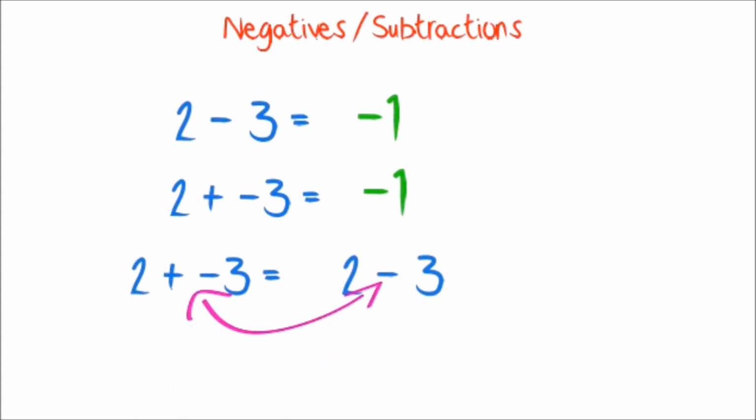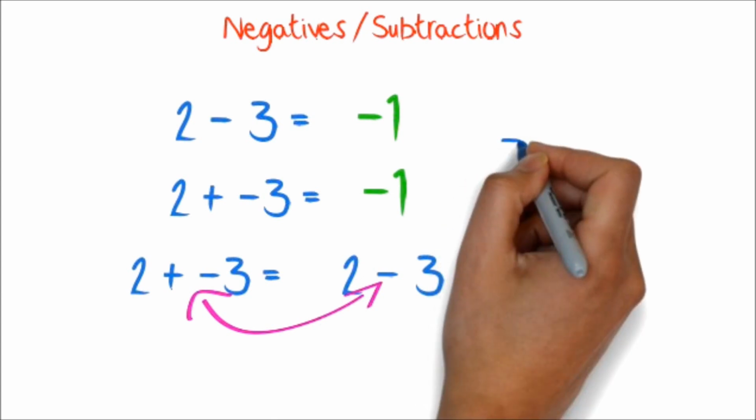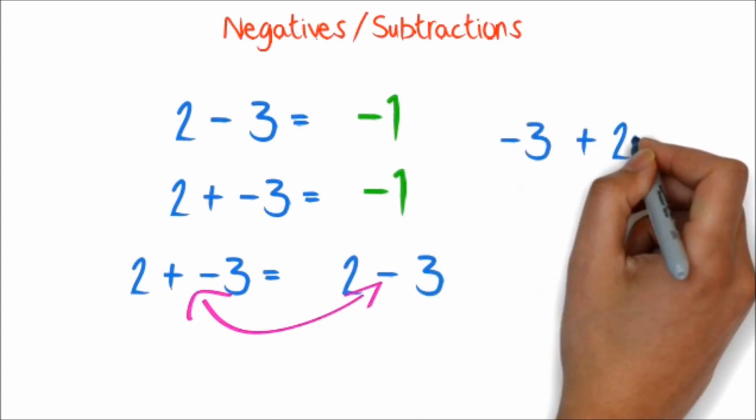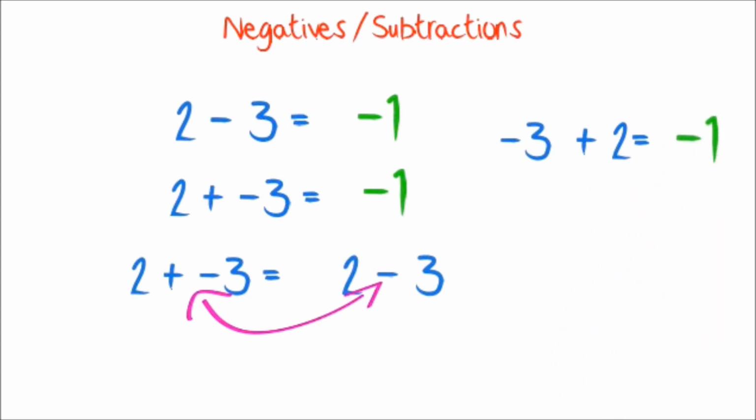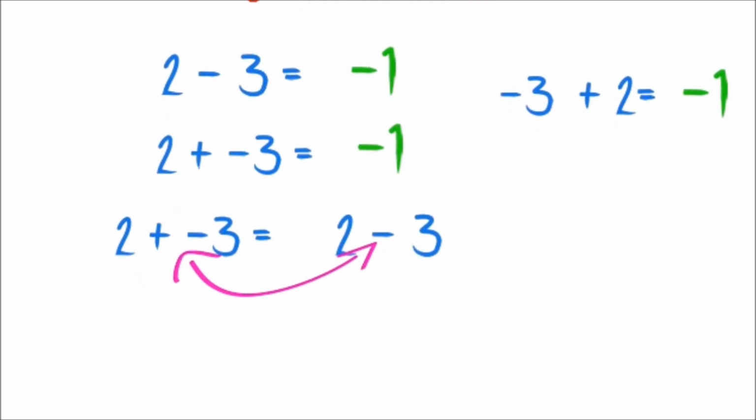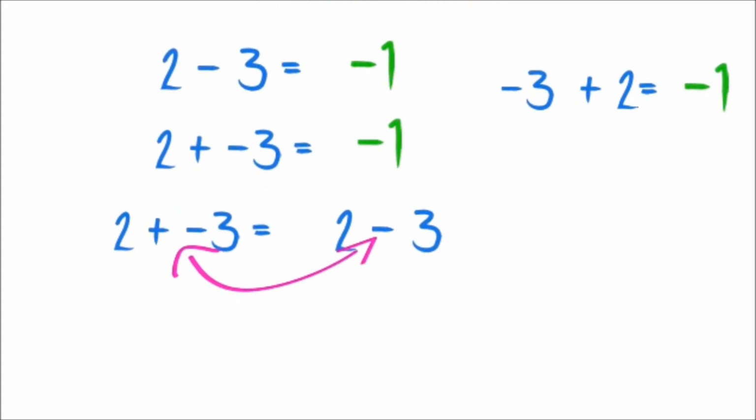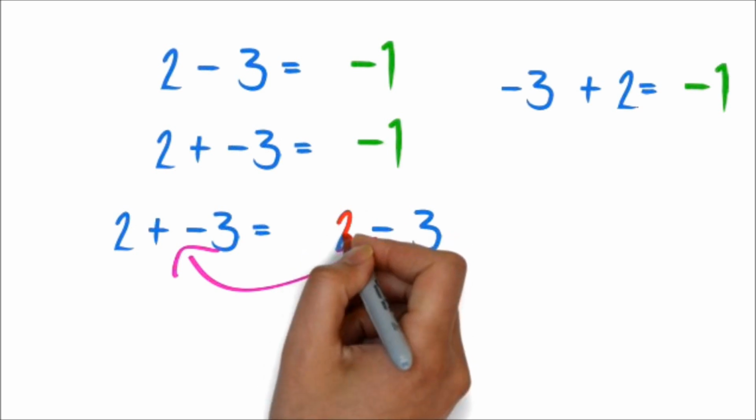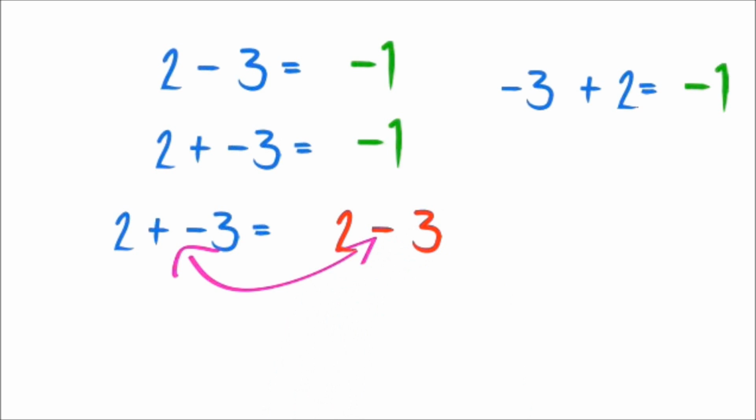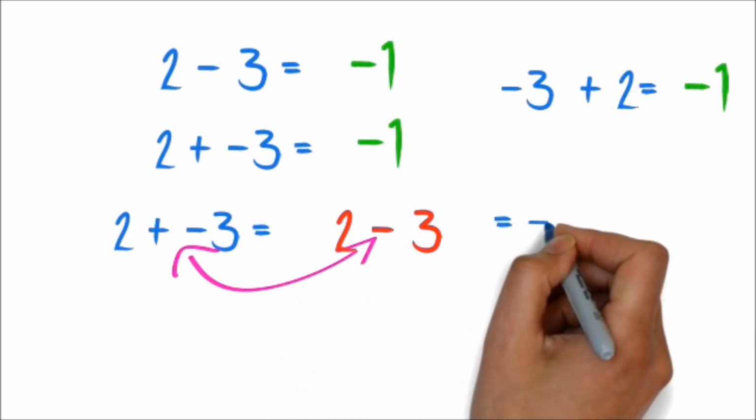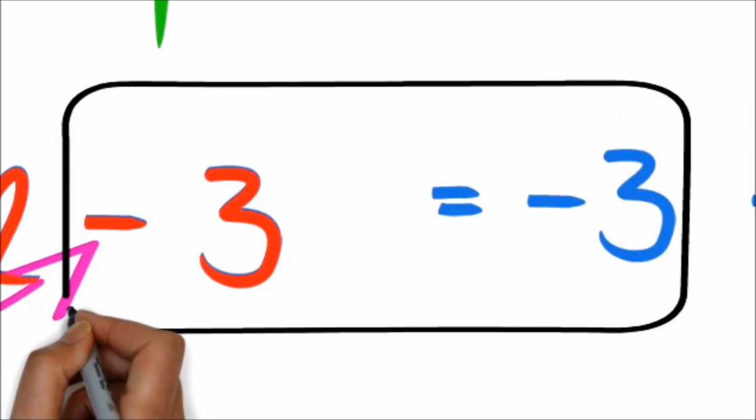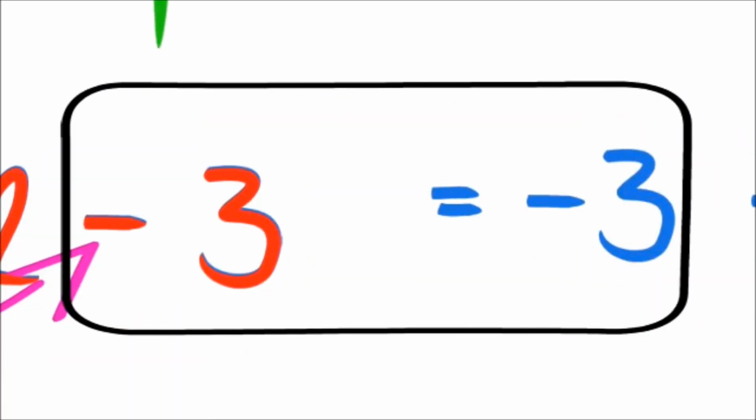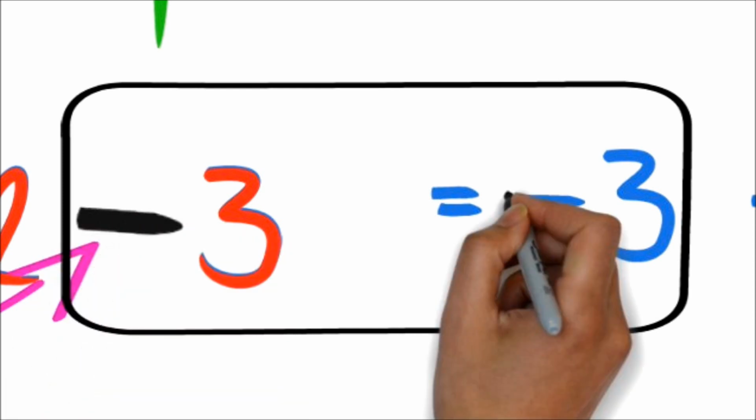Let's try this. What is -3 plus 2? If you had -1, congratulations! We notice that we can interchange the numbers. That is, 2 minus 3 equals -3 plus 2. Please note that the negative sign in front of the 3 was maintained.